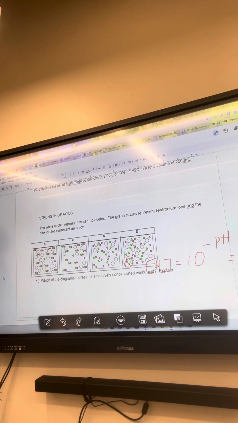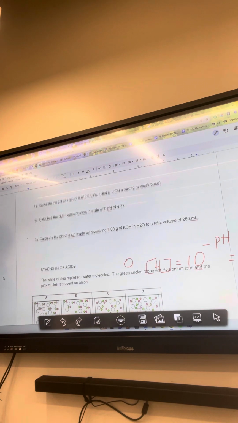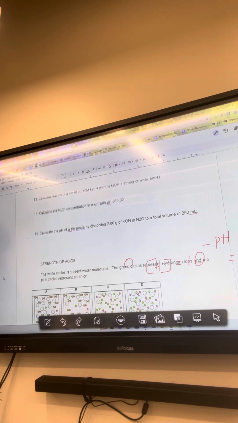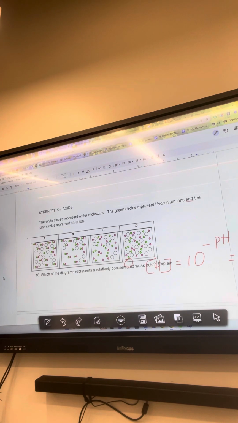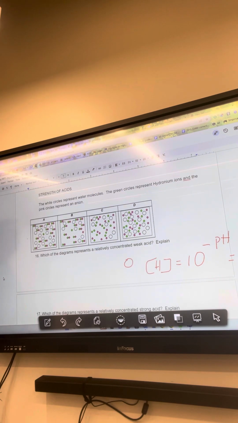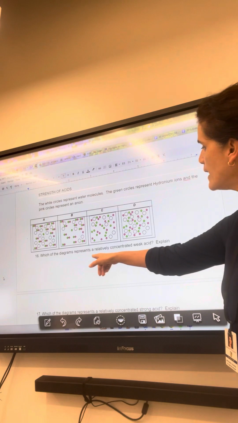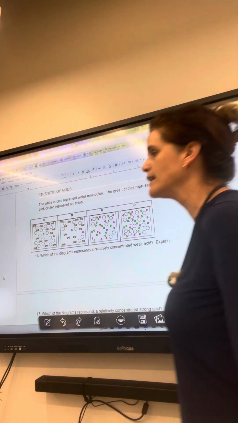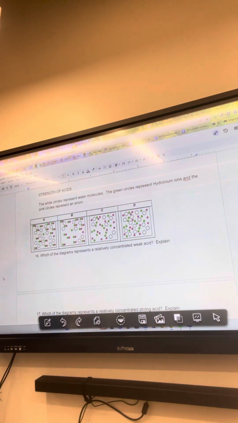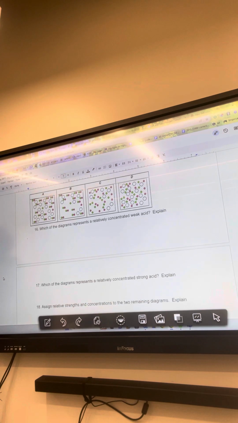Did we have to do 9? We never did that. Sketch the water, the whole thing we did first. We discussed the two waters and then they broke apart. Okay, if the white circles represent water, which one is a weak acid? Which diagram represents a concentrated weak acid?